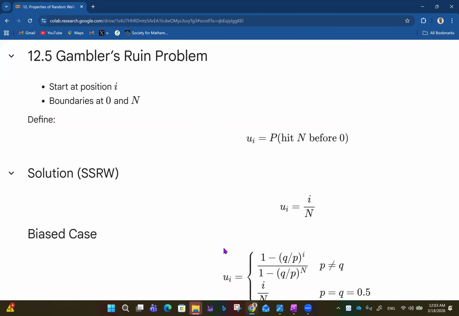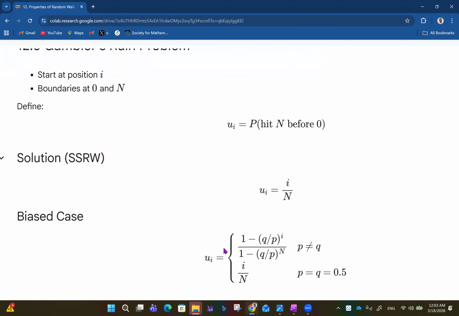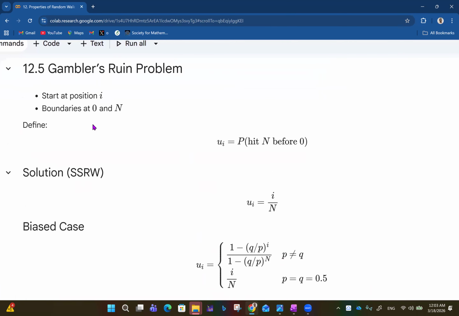Then we talk about the gambler's ruin problem. Here we start at position i, then we have boundaries at 0 and n, the starting point and the end point. And u_i can be said to be the probability of hitting n before hitting 0. That's the probability of getting to n before getting to 0. That's what we define u_i as, and from that we can say that the solution for the simple symmetric random walk is u_i equals i, the position, all over the final position n.